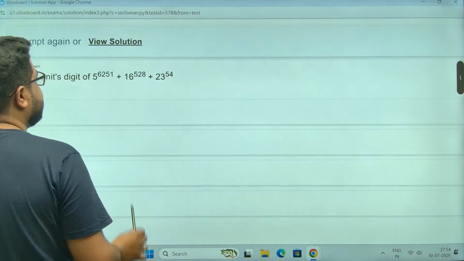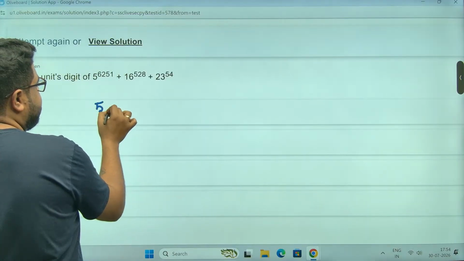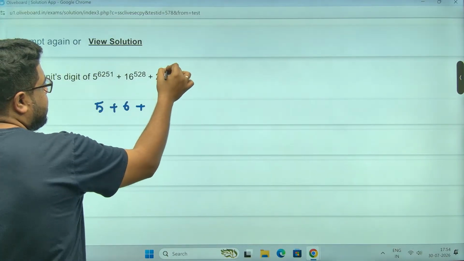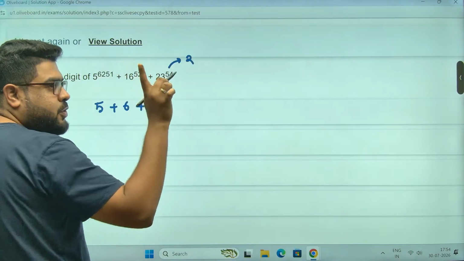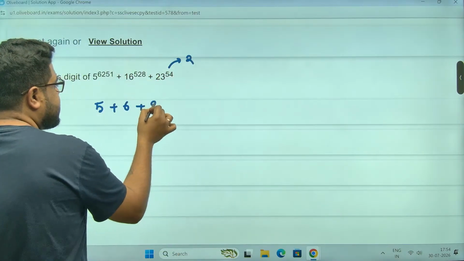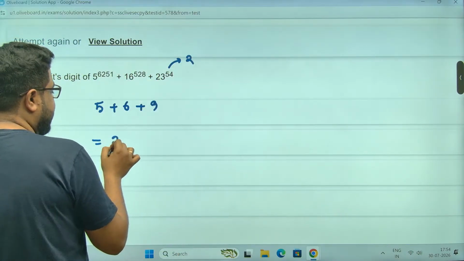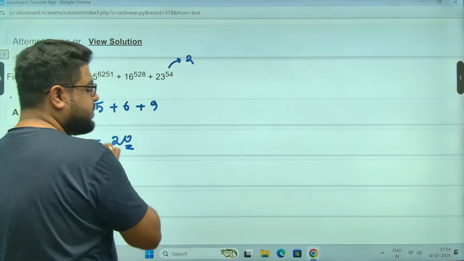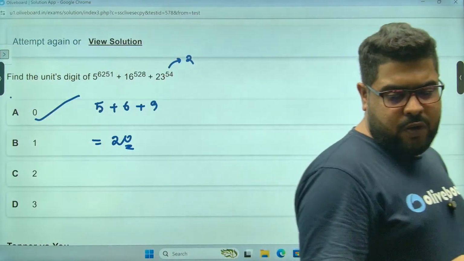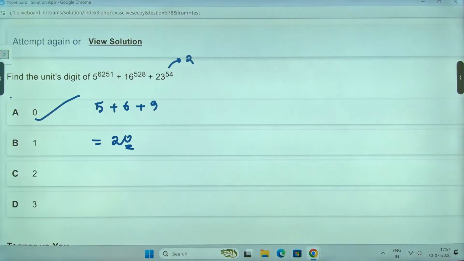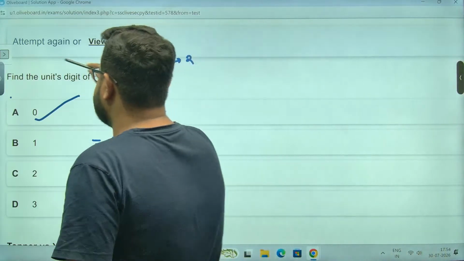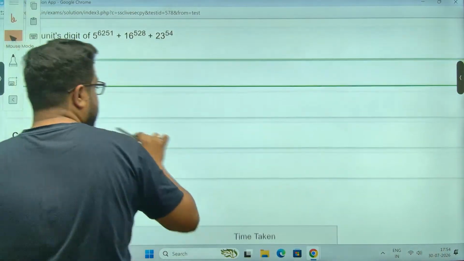Okay, that's a 10 seconder. 5 to the power anything is 5, 6 to the power anything is 6. 3 to the power remainder is 2. 52 is divisible. So that means 3 square will be this. So 20. So unit digit is 0, option number A. Unit digit is 0, option number A. 100% is your correct answer. Again, 10 seconds. Next one, please.